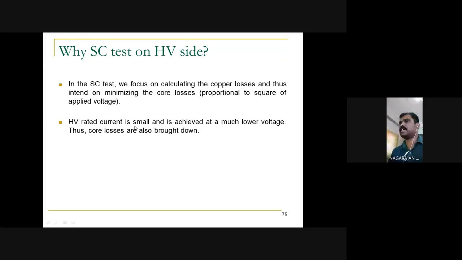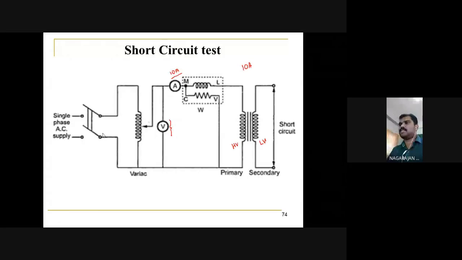High voltage rated current is small, and the reason is this point. So look at the second point: in the high voltage side, the rated current is small. Why? In the very first class, I told you when a transformer steps up the voltage, the current magnitude will be stepped down. So the current magnitude of the high voltage side winding will be less.